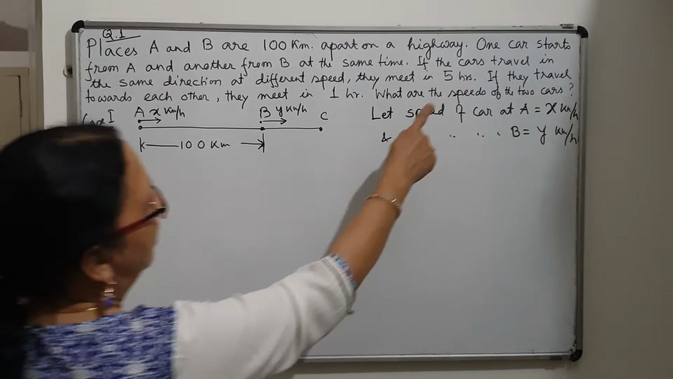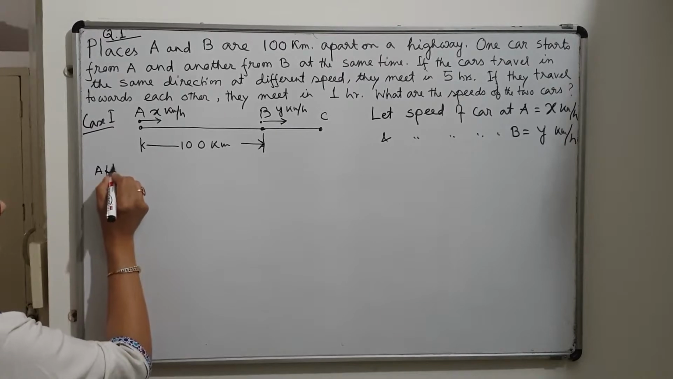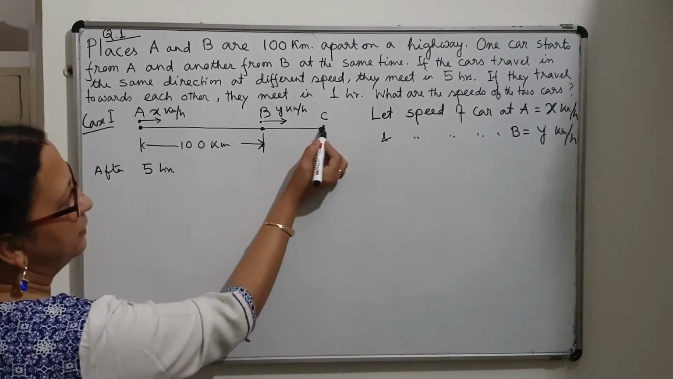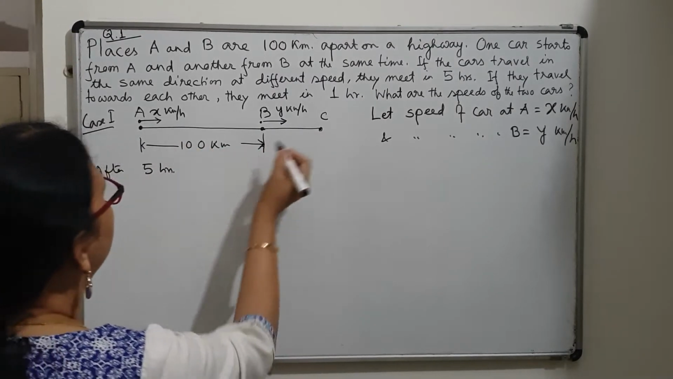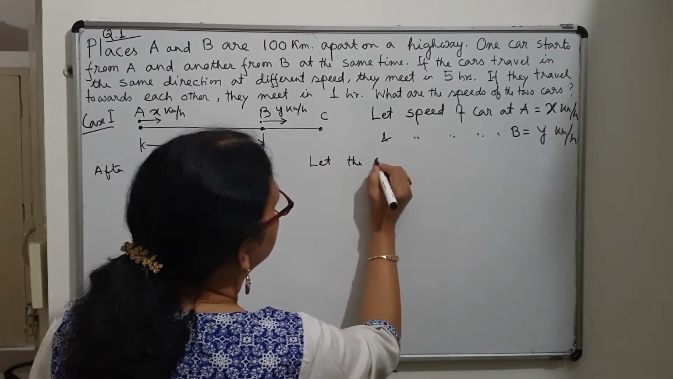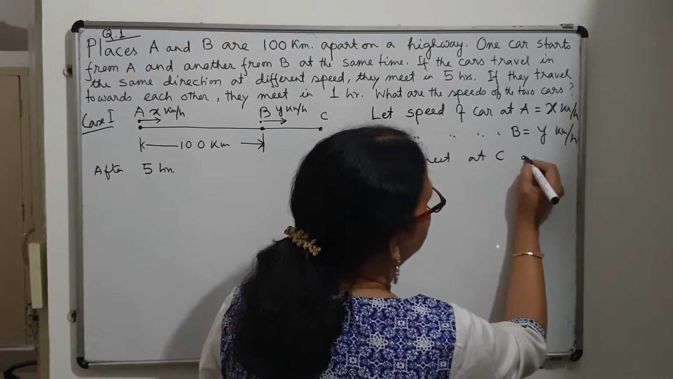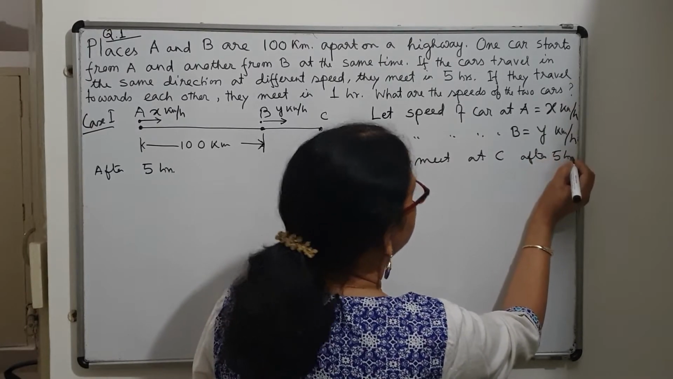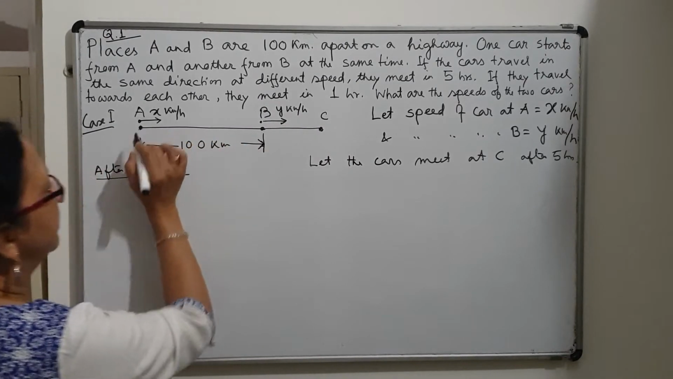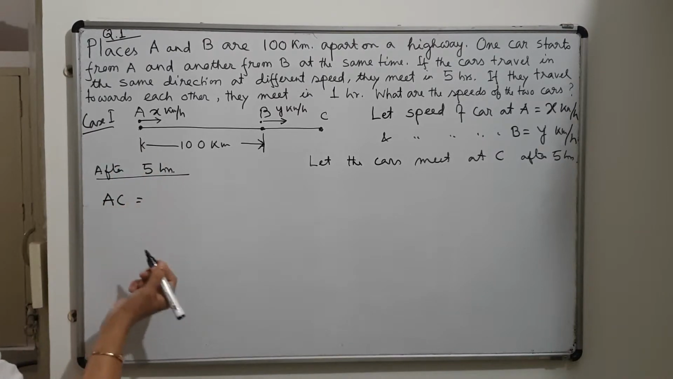So after 5 hours they are meeting at the point C. That means after 5 hours of time, the car at A will move a distance of AC if they meet at C. Let me write first: let the cars meet at C after 5 hours. So after 5 hours, the distance traveled by the car at A, that is AC, will be what?